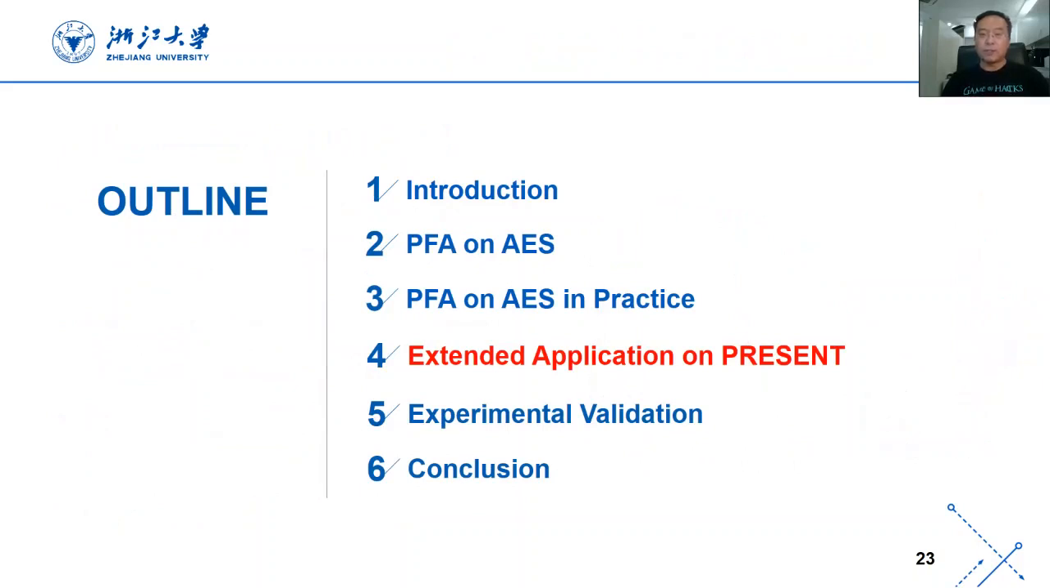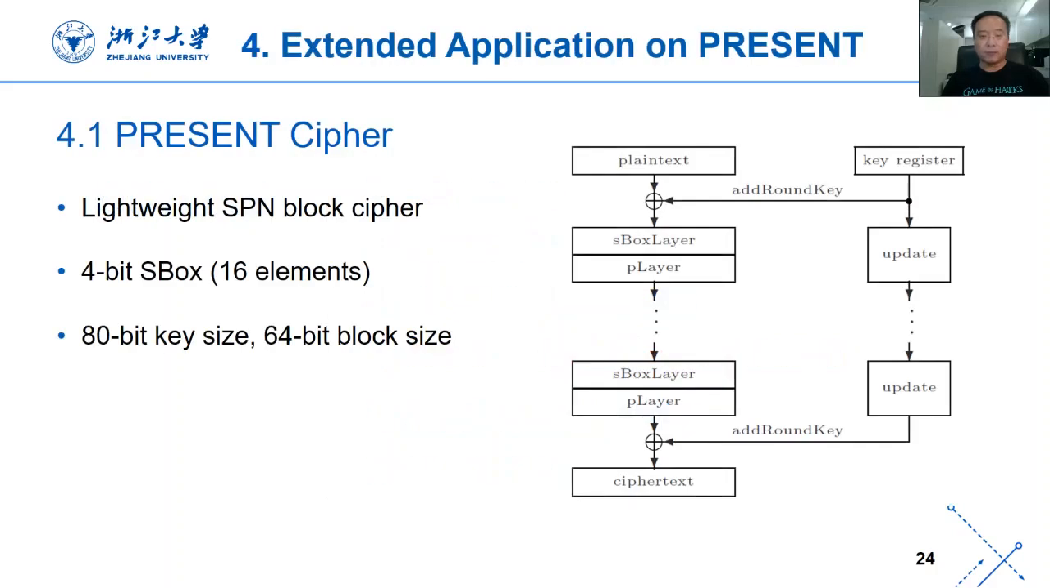In the next part, we will show the PFA on the PRESENT cipher. PRESENT is a lightweight SPN block cipher. It uses a 4-bit S-box. It has a key size of 80 bits and a block size of 64 bits.